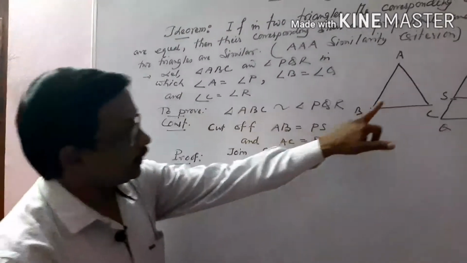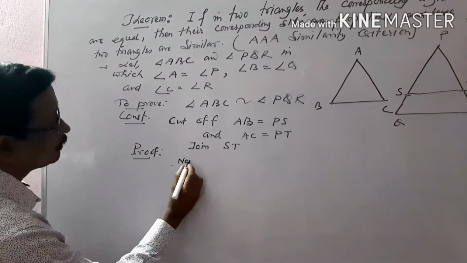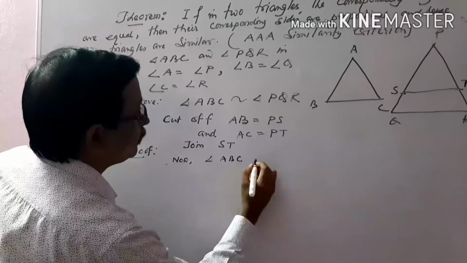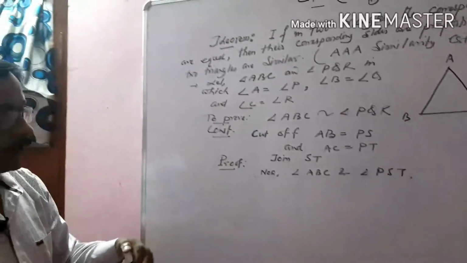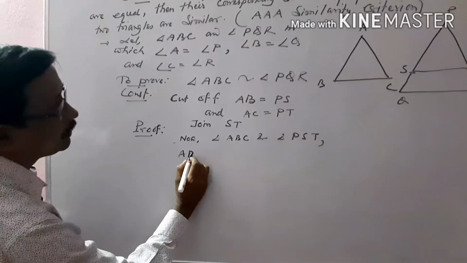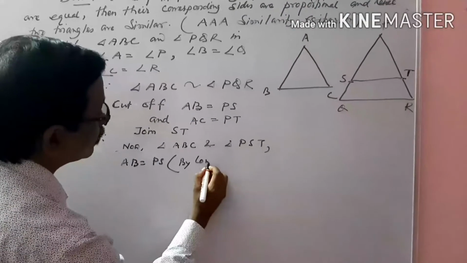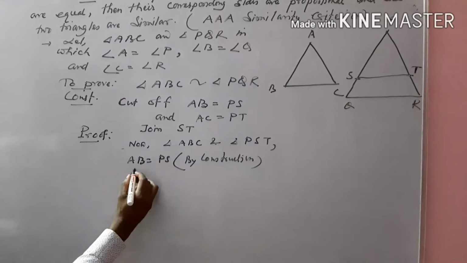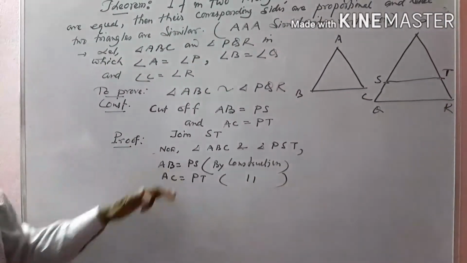Now in triangle ABC and triangle PST, out of these two triangles, what can I write? AB equal to PS, by construction. Then again next step, AC equal to PT. This also, with construction, we can write this one.